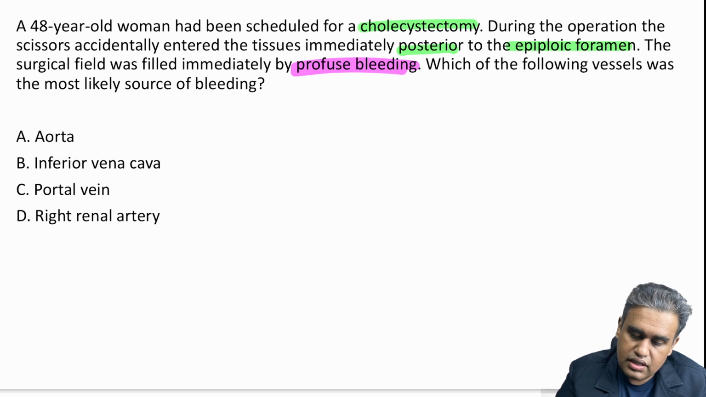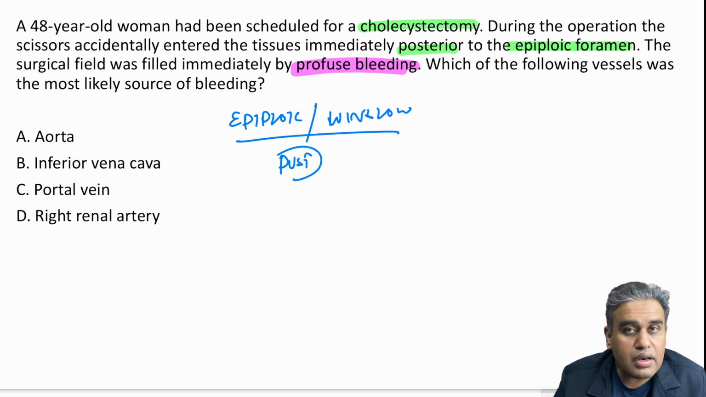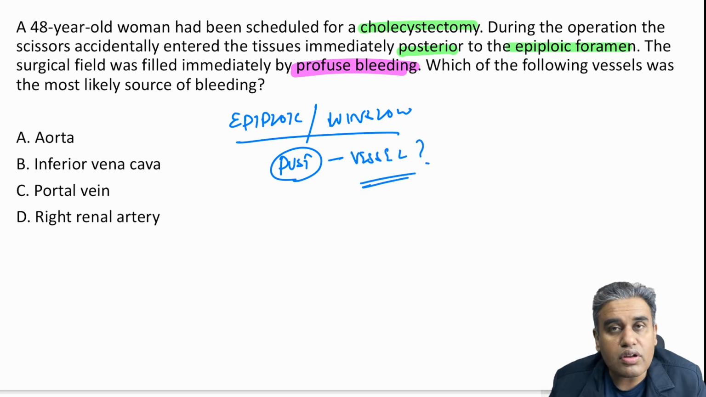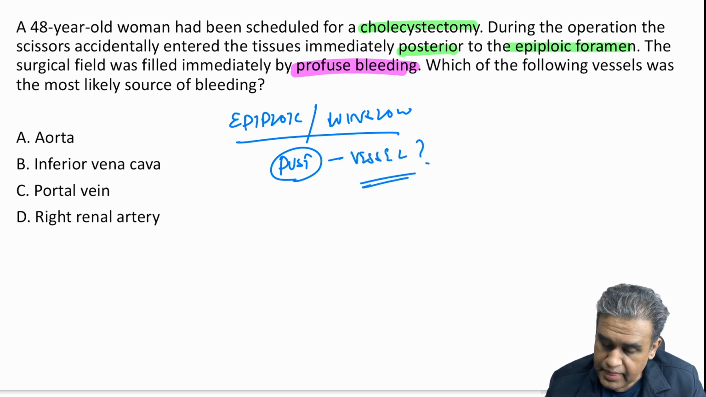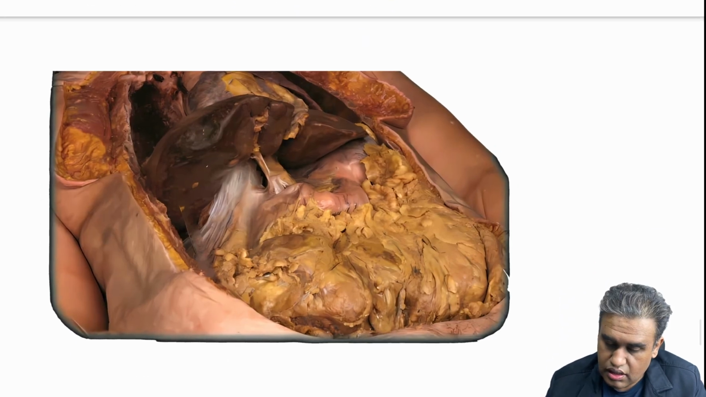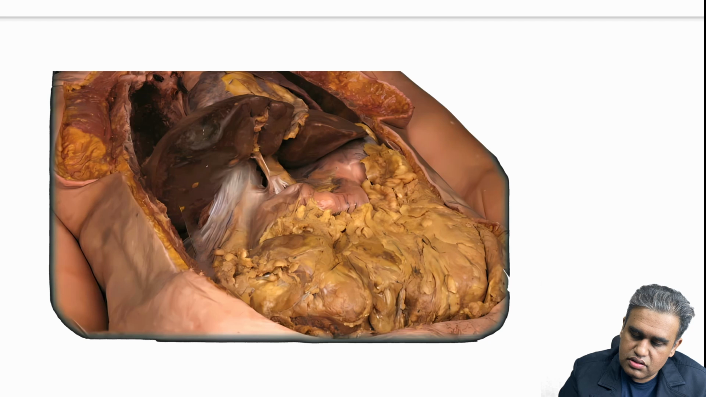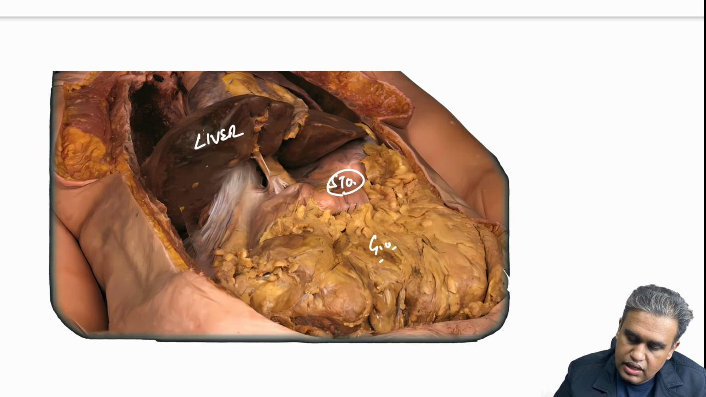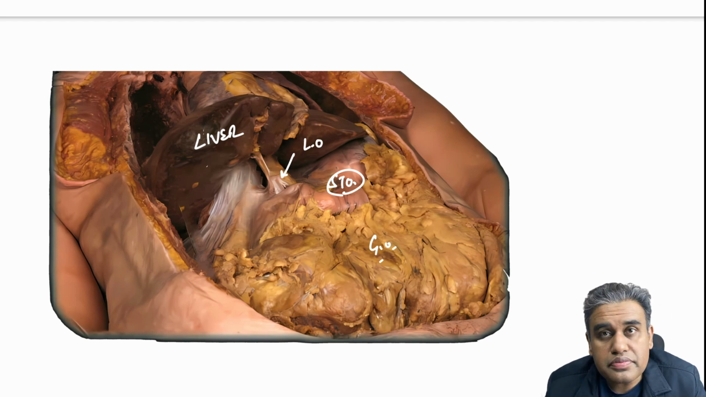So basically they are asking, do you know the anatomy of the epiploic foramen, or foramen of Winslow? And if you know, then do you know what lies behind this foramen? Basically, which vessel lies behind this epiploic foramen? That's what they are asking. So if you look over here at the epiploic foramen, this is a cadaveric image. Let me tell you a few things in this particular image. What you are seeing is the liver over here. This is the stomach. That is the greater omentum. And this, if I put an arrow, that is the lesser omentum.